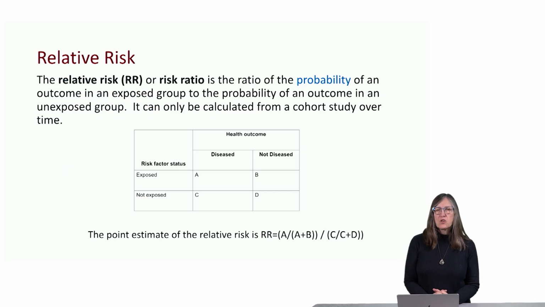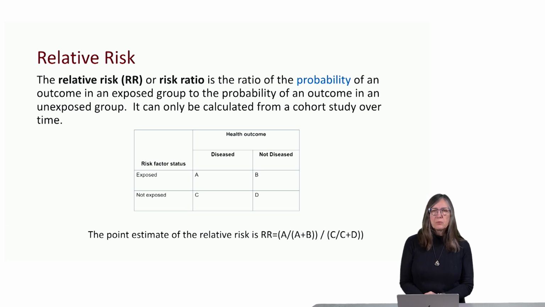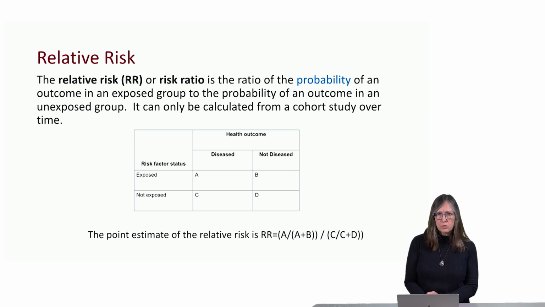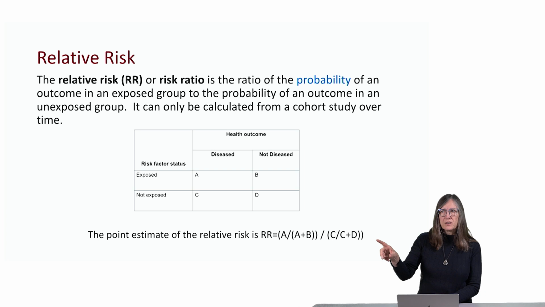All right, now calculating some of these common epidemiologic risk measures. Relative risk, or risk ratio, is the ratio of the probability of an outcome in an exposed group to the probability of an outcome in an unexposed group. It can only be calculated from a cohort study over time. So you need at least 2 time points because, again, with incidence, you're measuring the development of new disease.